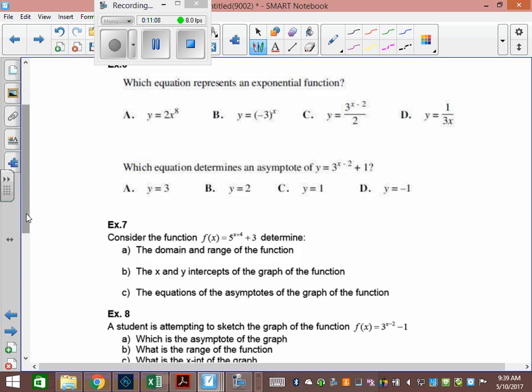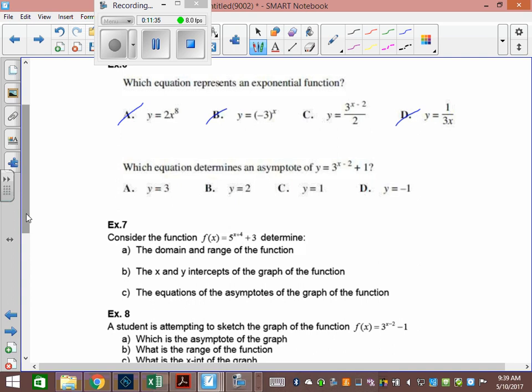Okay, which is an exponential function? All of them. No, not A. This one's a polynomial. What about this one? C. Now it's fine. Is this one good? It's negative. Nope. Negative base. Nope. What about this one? It's a rational. The x is in the denominator. What about this one? No. Yeah.